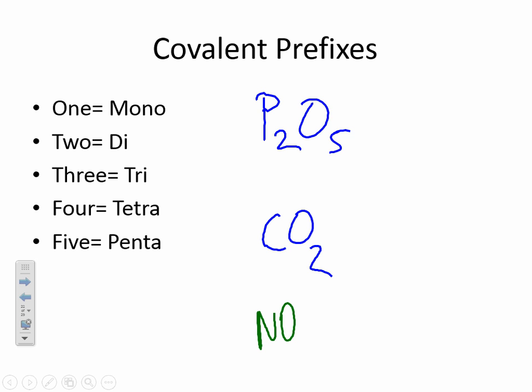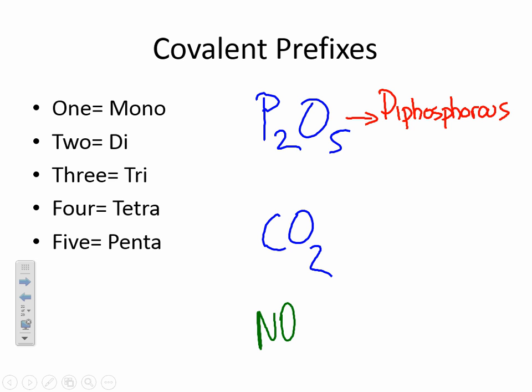All right, so let's look at P2O5. How are we going to name P2O5? Well, remember, you're going to name the first element. What's the first element? P is phosphorus. If you have more than 1, however, you have to use the prefix. We have 2 here. So what's the prefix for 2? Di. So this is going to be diphosphorus.